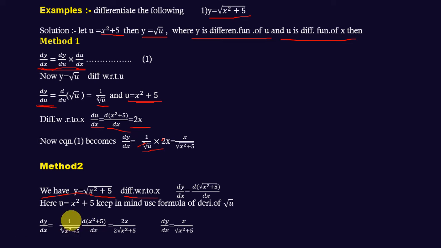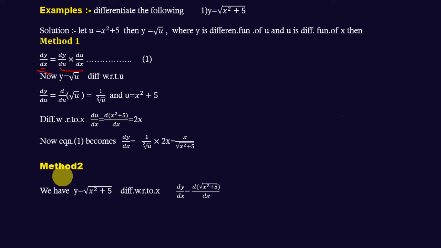Okay, then this 1 upon 2 root x square plus 5 into derivative of x square plus 5, which is 2x. Then finally we get 2x divided by 2 into square root of x square plus 5. This 2 and this 2 get cancelled, and what remains is x upon square root of x square plus 5. Means directly, in the second method we differentiate y with respect to x, because y is a function of x.